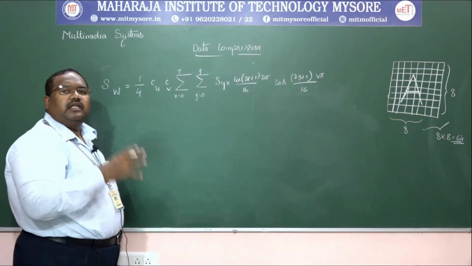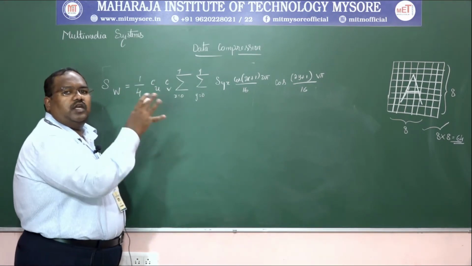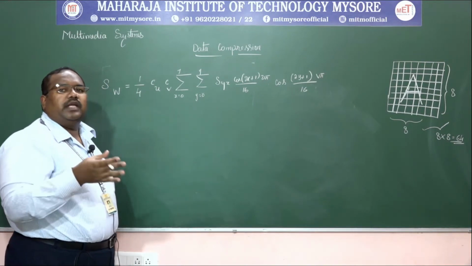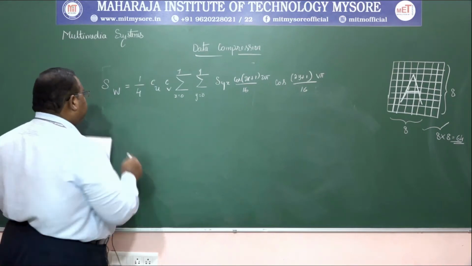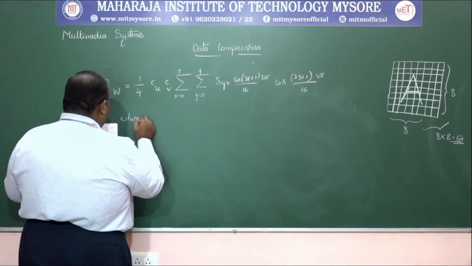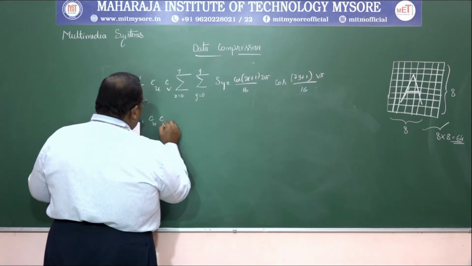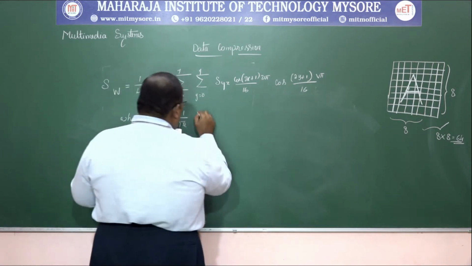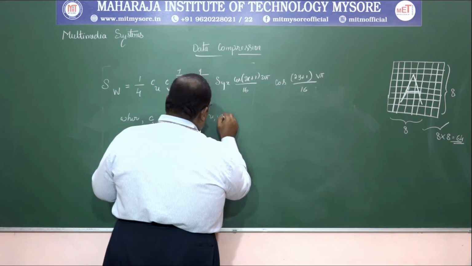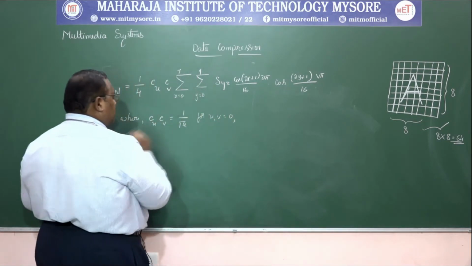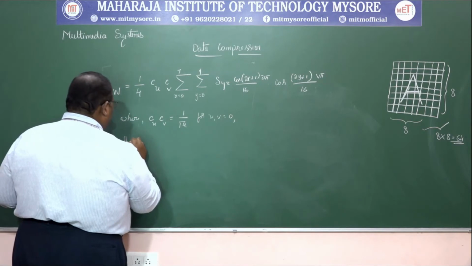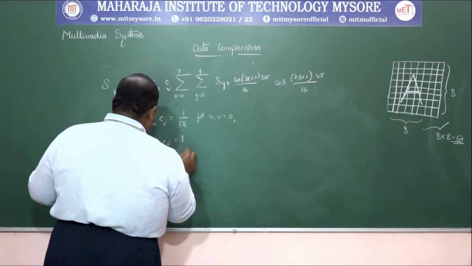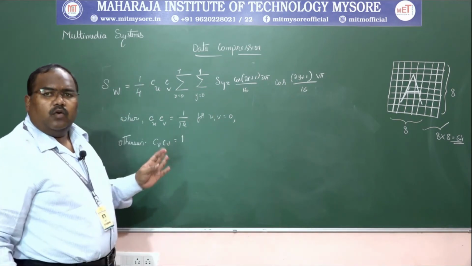So now we'll apply this formula to the matrix that we have converted from the 0 to 255 range to minus 128 to 127. Where C of u, C of v is equal to 1 by square root of 2 for u or v equal to 0. Otherwise, C of u, C of v is equal to 1. This should be considered.